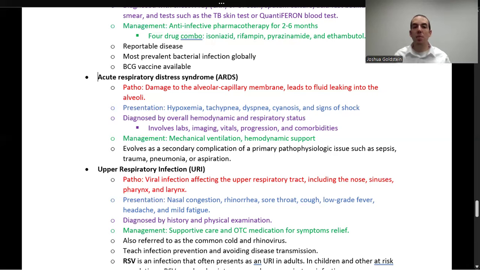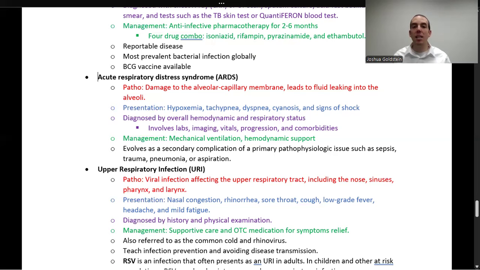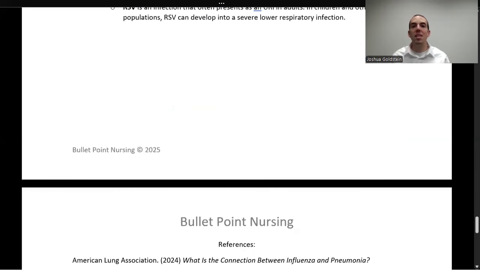RSV is a subset of URI. So let's talk about that for a second. RSV is an infection that presents as a URI in adults, and that's relatively benign. However, in children or other compromised patients, RSV presents as a lower respiratory infection instead of a URI, and in those patients, it can be very detrimental, and we treat it very aggressively. Most of you are probably familiar with that pediatric ICUs often have patients that have RSV.